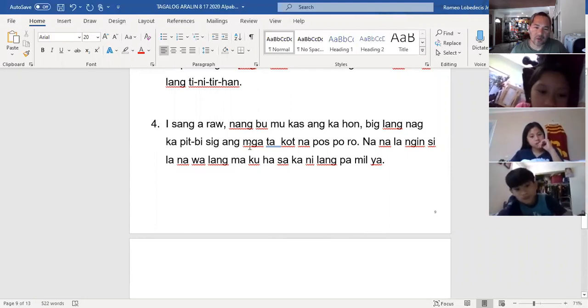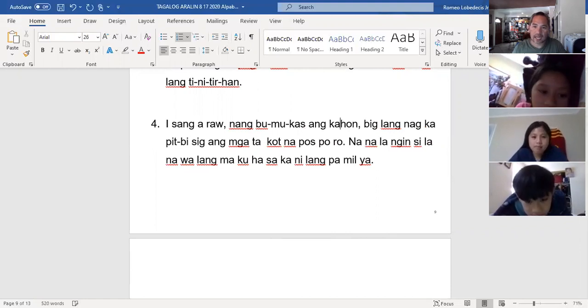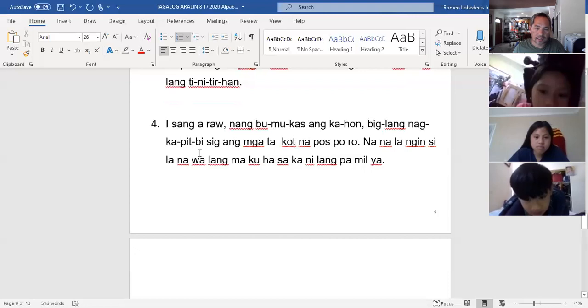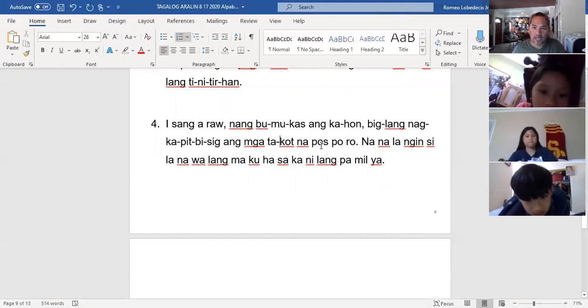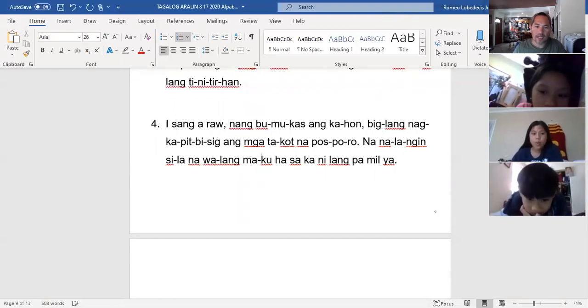Okay. Isang araw nang bumukas ang kahon, biglang nagkapit-bisig ang mga takot na posporo na nananalangin sila na walang makuha sa kanilang pamilya. Okay.